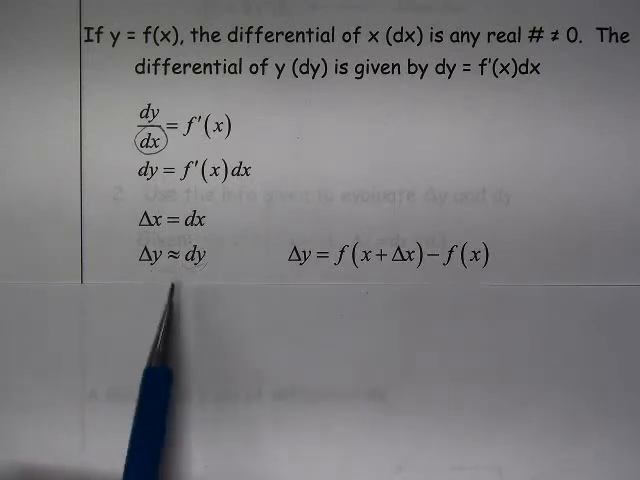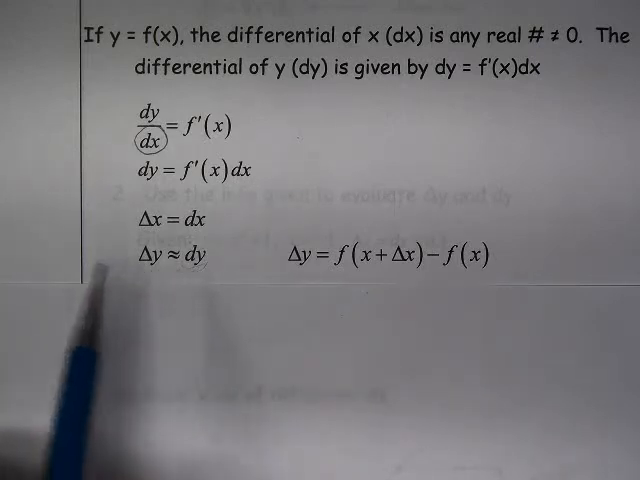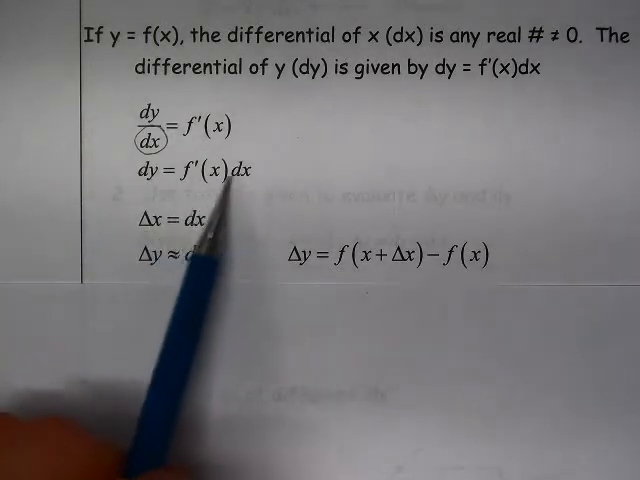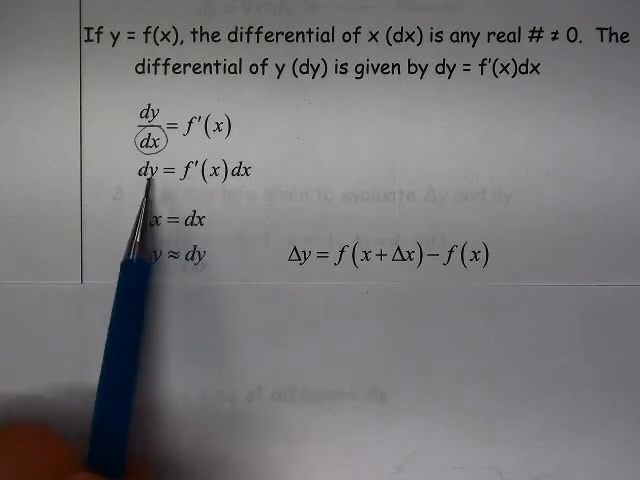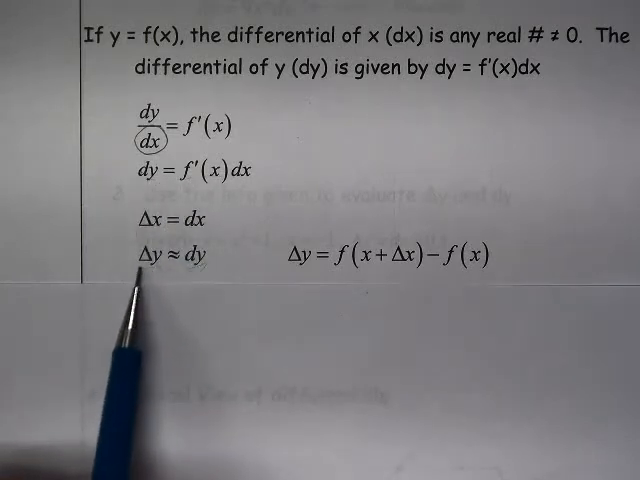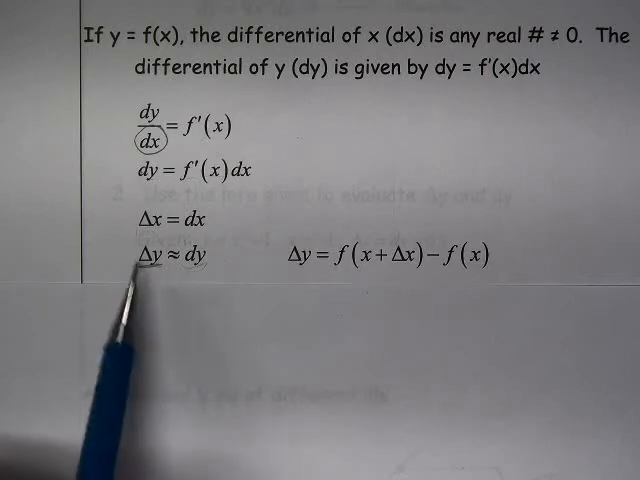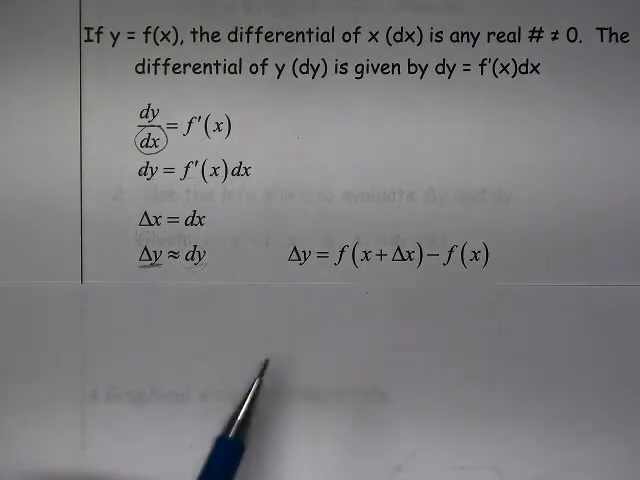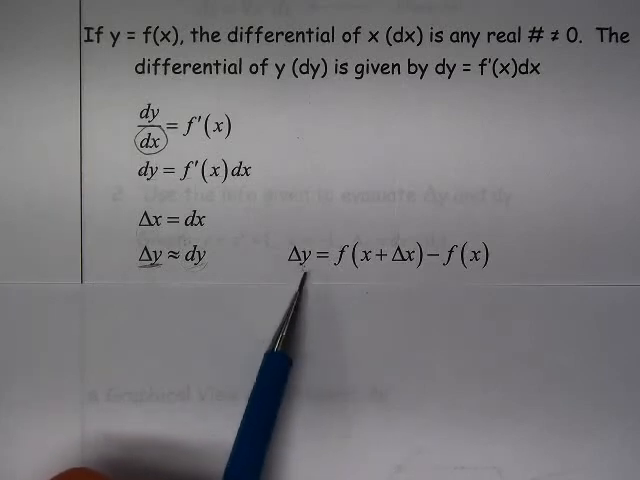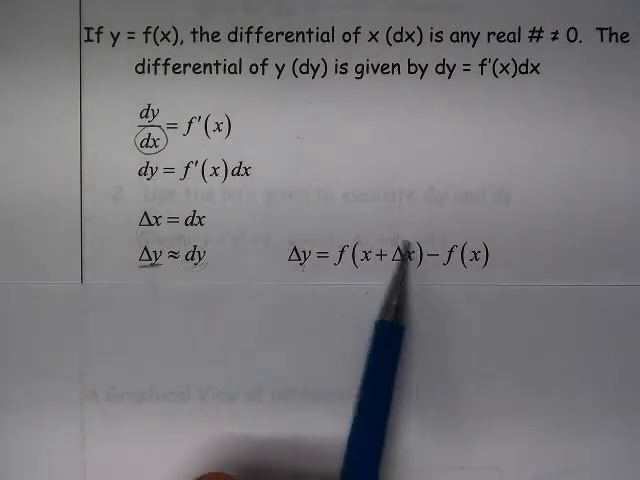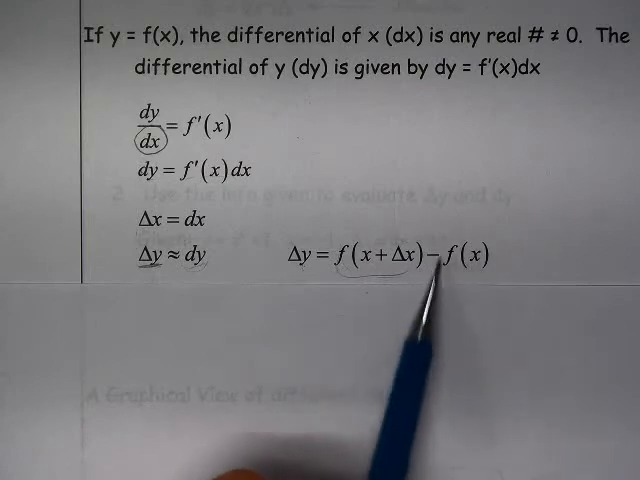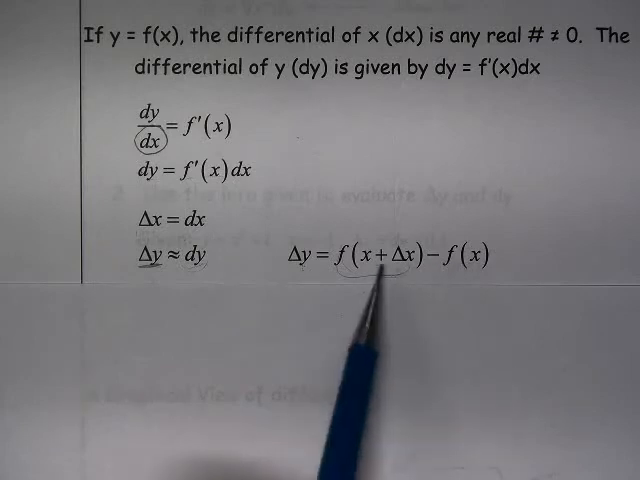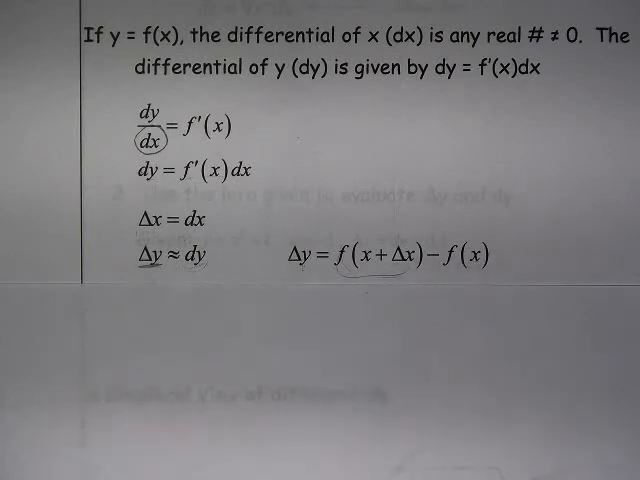I think when we look at this graphical view, it'll make a little more sense. But dy, using this equation, gives us a good way to estimate the real change, which is delta y, of a function value when we go from one x value to another x value. All right. So the change in y, the actual change in y, is just one function value minus the previous function value. So it's literally just the change in the y value from one x value to another.